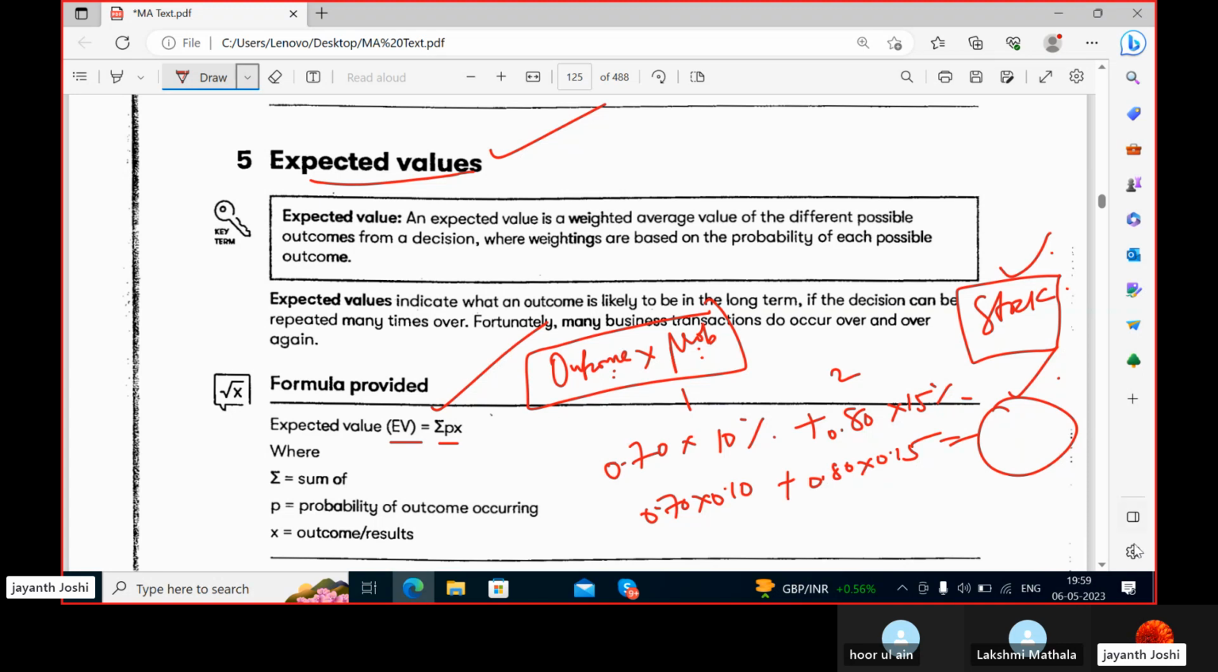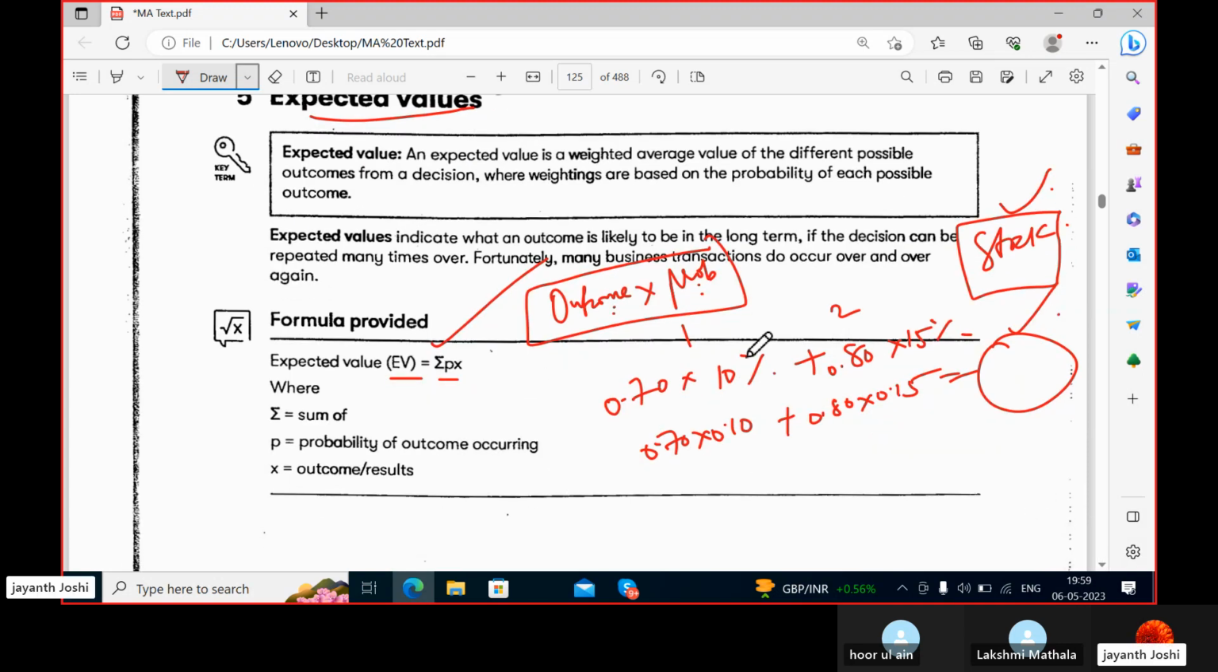you get the expected value. For example, you have invested in a stock, and the chance that the stock will give you 10% returns in year one is 70%, and 15% returns in year two is 80%. So what happens here, when you multiply the probability with the returns, you get the expected value of the returns from a particular stock after 2 years. So when you calculate here, you can get the answer for that.